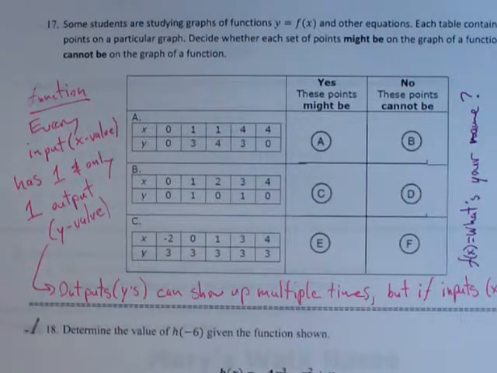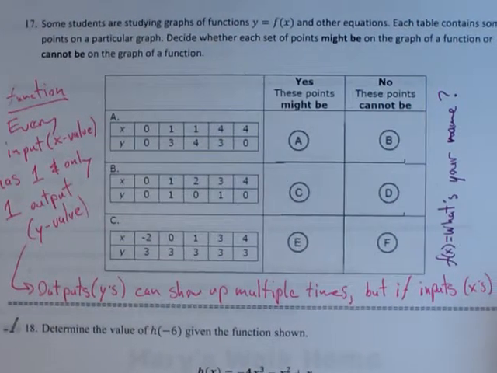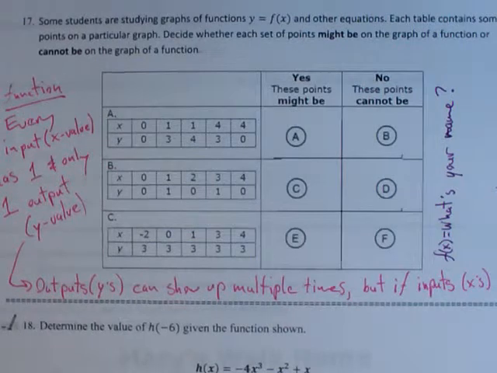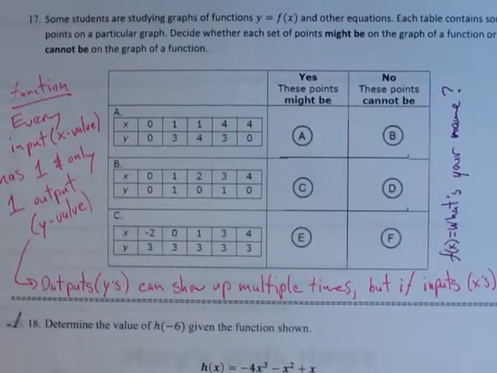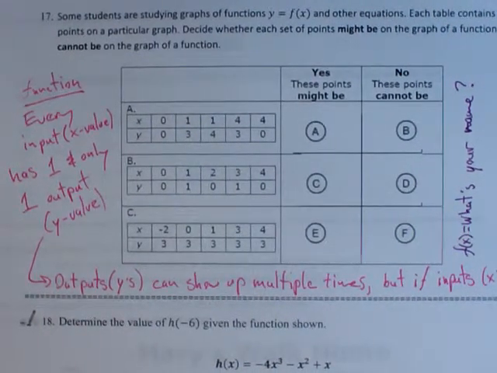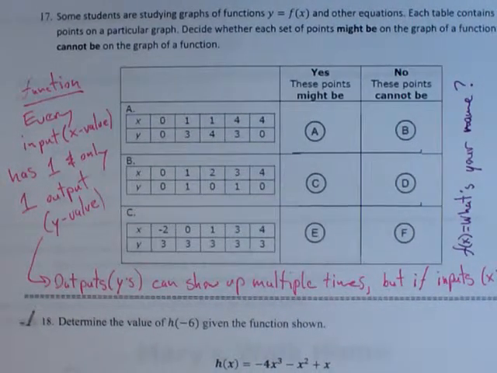All right, number 17. This is a question testing whether you understand what makes a function versus a non-function. And so we're looking at three tables, and we just have to tell whether they might be functions or they cannot be functions. So I want to remind you of a few things. This is very similar to the standard F1 that we studied in first semester. So for something to be a function, here's the rule.